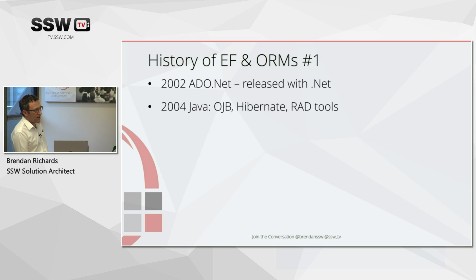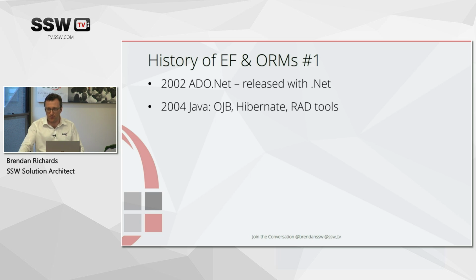Then around this time, a couple of products came out. The first one I worked with was something called OJB, which stands for Object Relational Bridge. Then Hibernate started to come out, and also there were a few very expensive rapid application tools where you could draw boxes with lines between them, hit a button, and it would generate a whole bunch of classes that would load itself to and from the database.